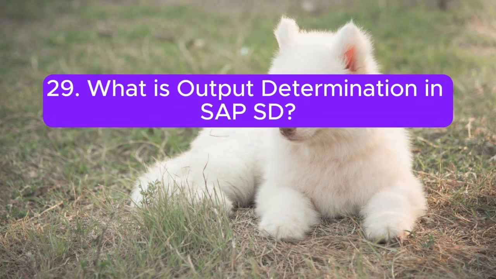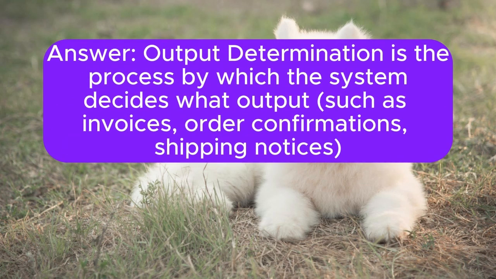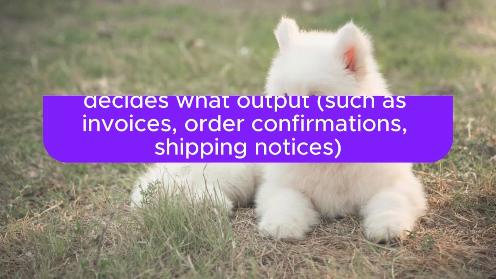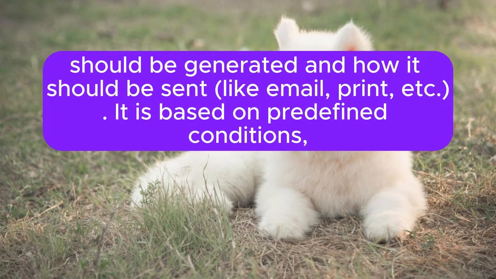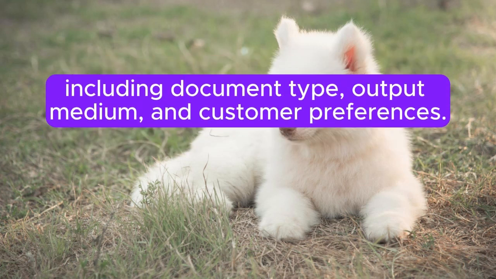29. What is output determination in SAP SD? Answer. Output determination is the process by which the system decides what output, such as invoices, order confirmations, shipping notices, should be generated and how it should be sent, like email, print, etc. It is based on predefined conditions, including document type, output medium, and customer preferences.